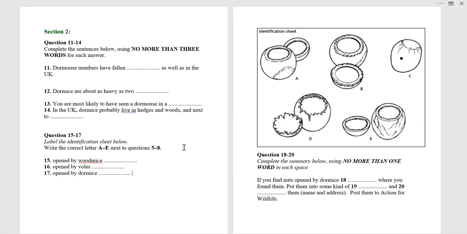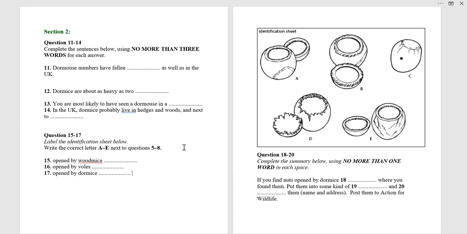The aim of the first stage of our project is simply to identify specific locations where dormice are still to be found and estimate the number we have here. So I'll just tell you a little bit about the creature in case you don't already know.